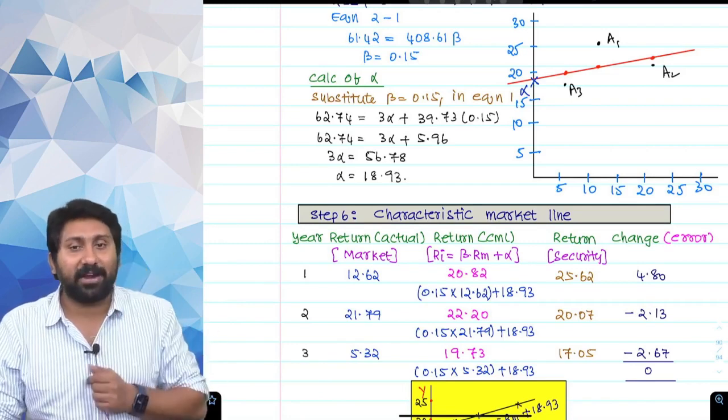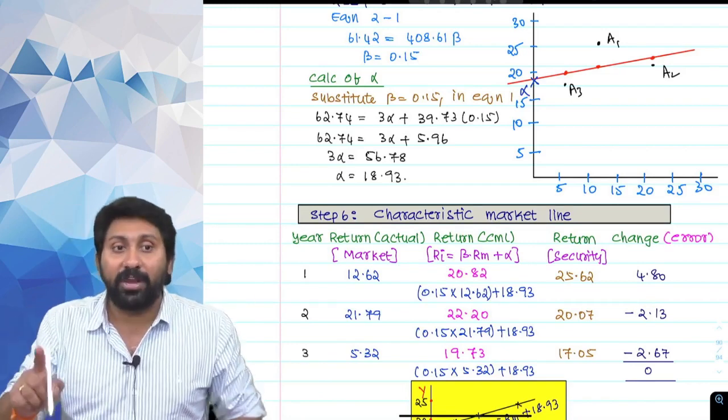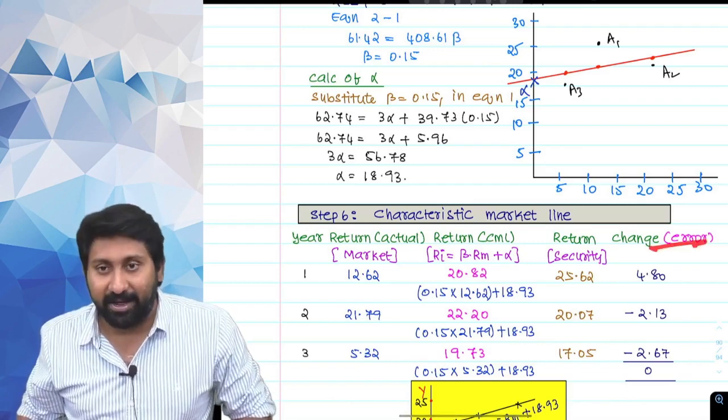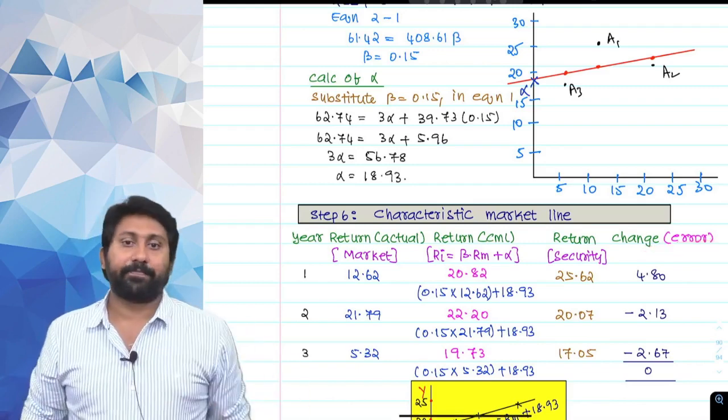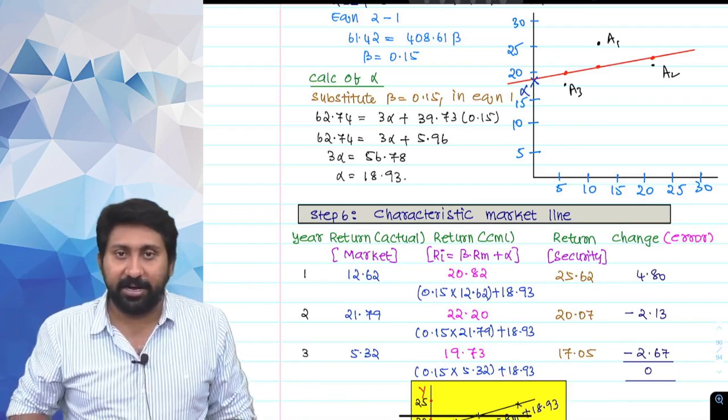What are the internal factors here? I don't know. It depends on company to company. That unknown we call unsystematic, the error. That's how the concept of the error term starts in the single index model.